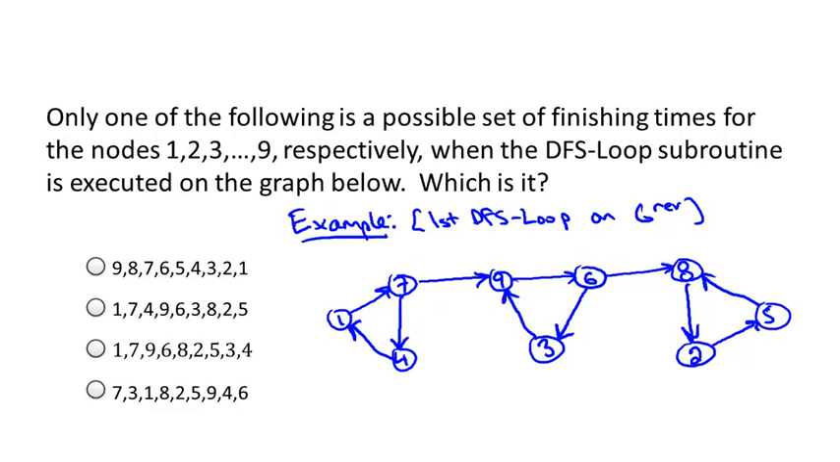So my question for you then is, in the second step of the algorithm, when we run DFS loop and we process the nodes from the highest name 9 in order down to the lowest name 1, what are the finishing times that we're going to compute as we run DFS loop?